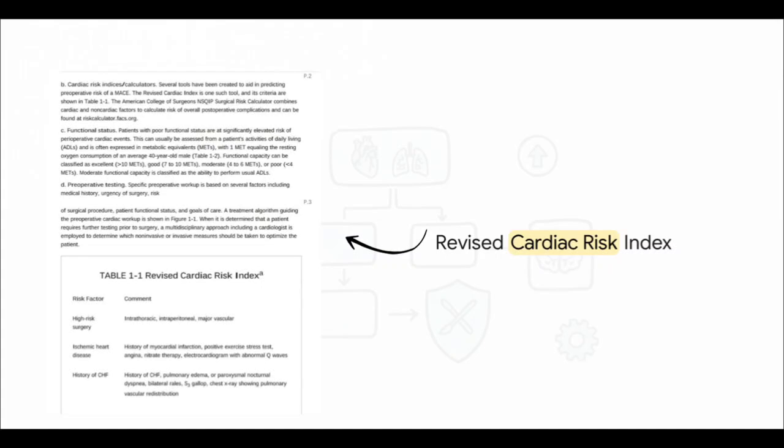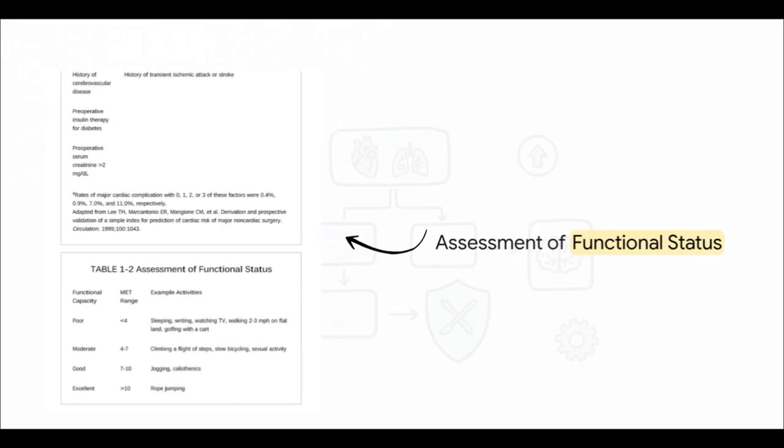Notice the major factors here. Undergoing a high-risk surgery. Think intrathoracic, intraperitoneal, or major vascular procedures. Then we have patient history factors, things like ischemic heart disease, congestive heart failure, or cerebrovascular disease. And finally, don't miss these 2 metabolic flags: preoperative insulin therapy for diabetes and a preoperative serum creatinine greater than 2 milligrams per deciliter. Any one of these significantly bumps up the risk of a major adverse cardiac event, which we call MACE.